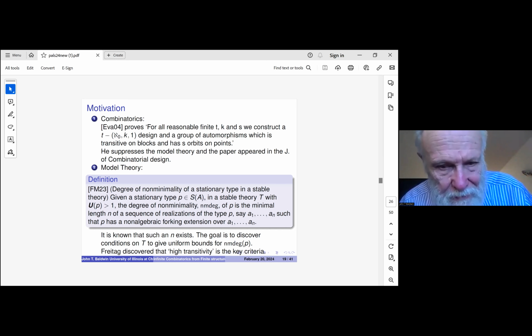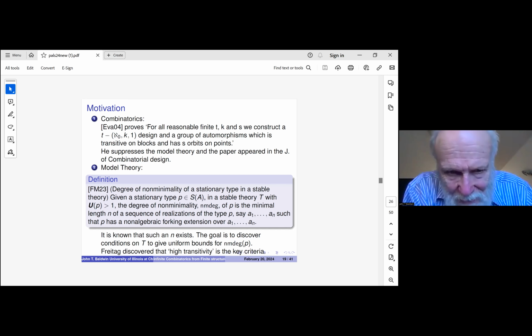But what we give is a theory Tn such that you will need n points, where each time, the first n times, you can be independent and then it can fail and have a non-algebraic extension. And this high transitivity is the crux of making that kind of an argument work.